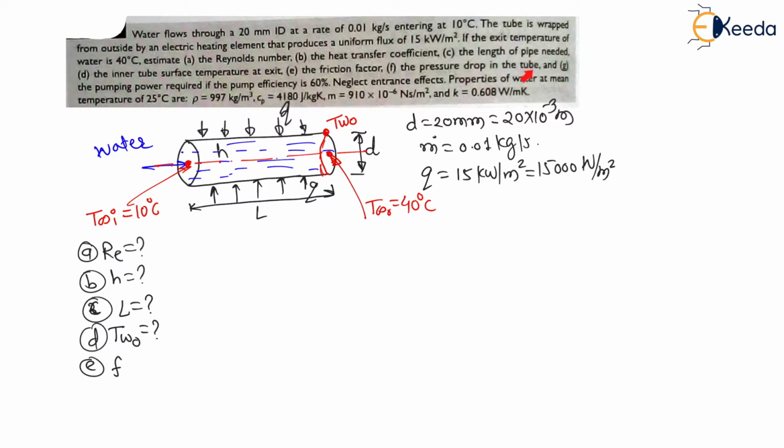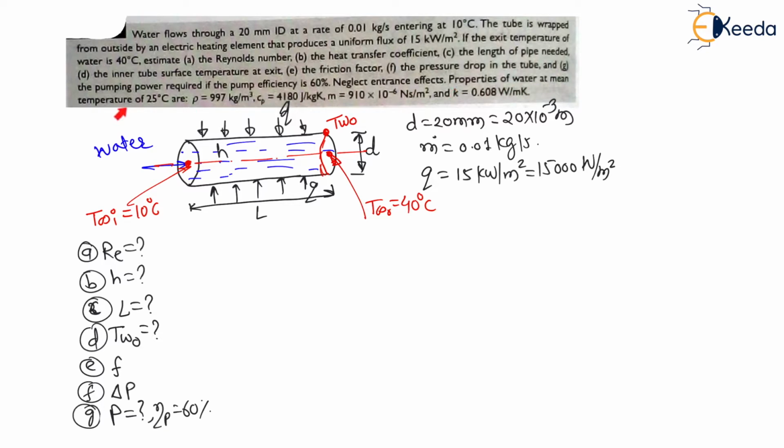Then the pressure drop in the tube. This is again from fluid mechanics. The next question is pressure drop in the tube, delta P. Then G is the pumping power required if the pump efficiency is 60%. Again, this is from fluid mechanics. Pumping power I will represent with P, P equal to question mark, if the efficiency of the pump is 60%. Then neglect the entrance effects.